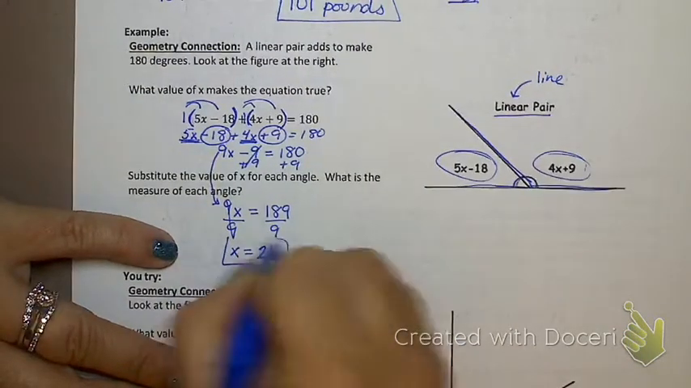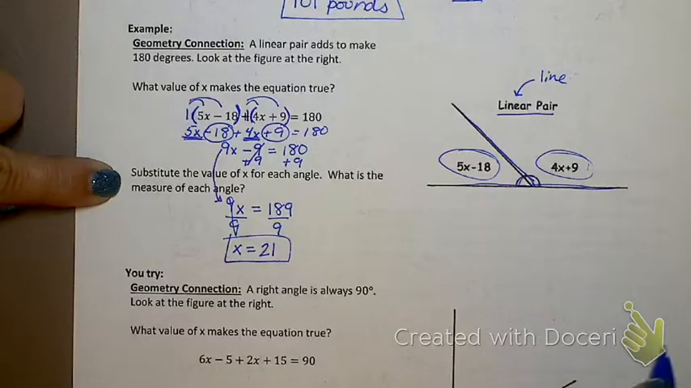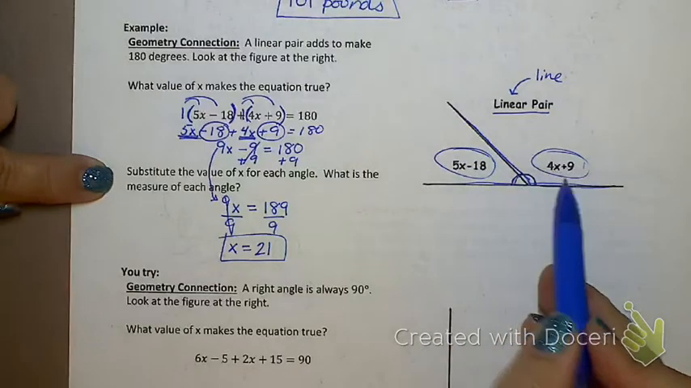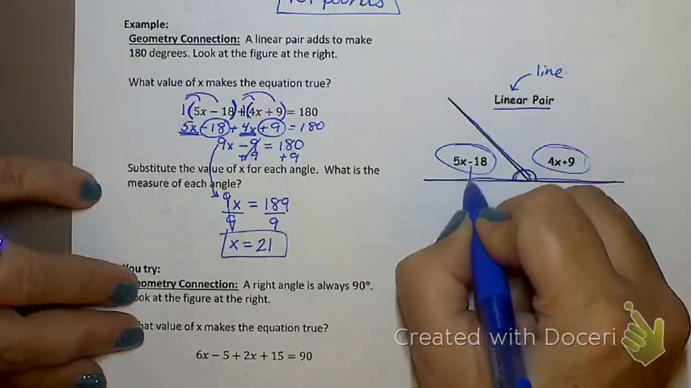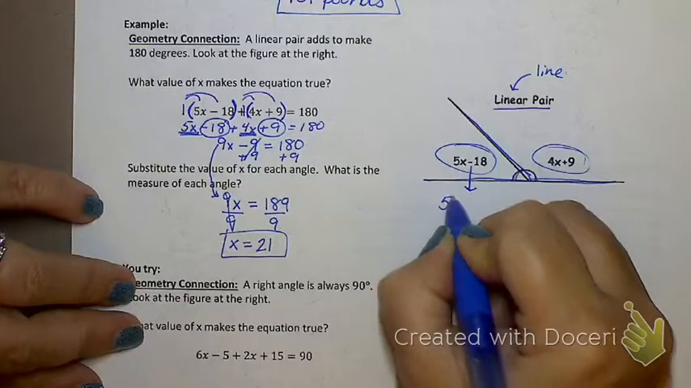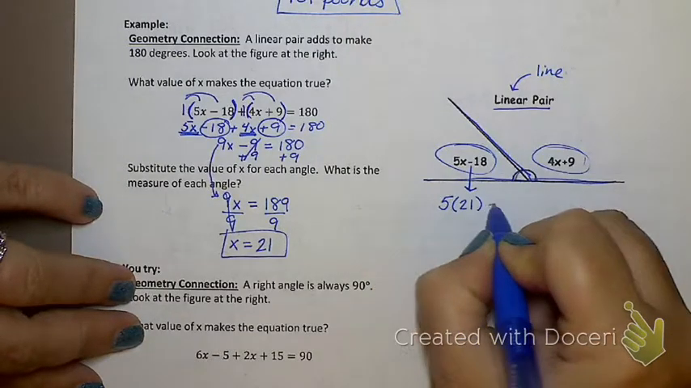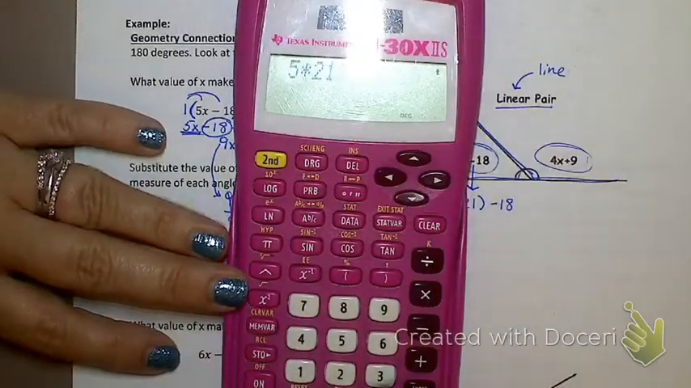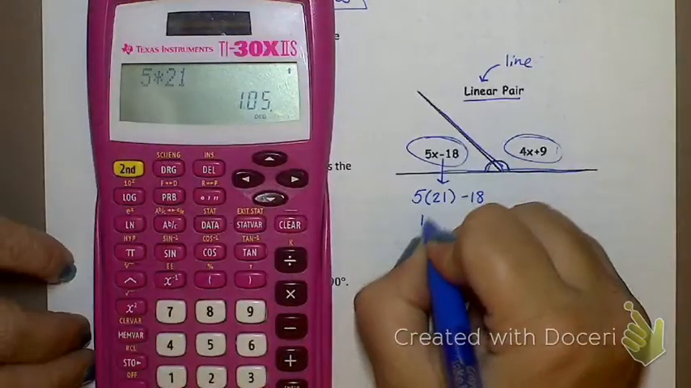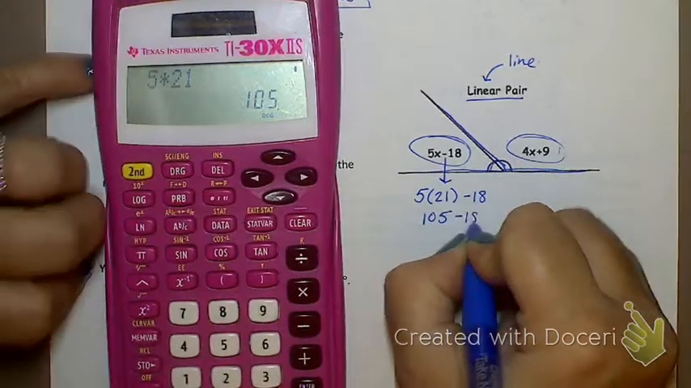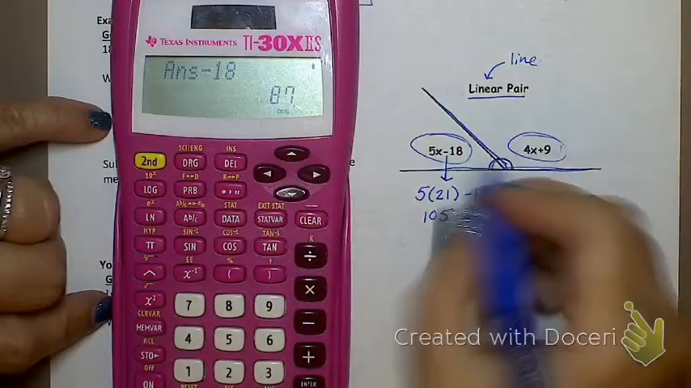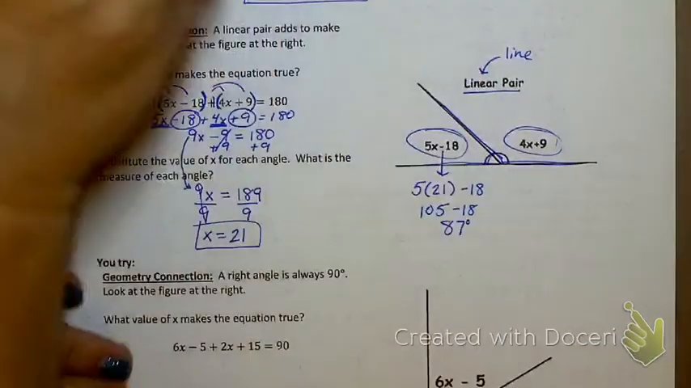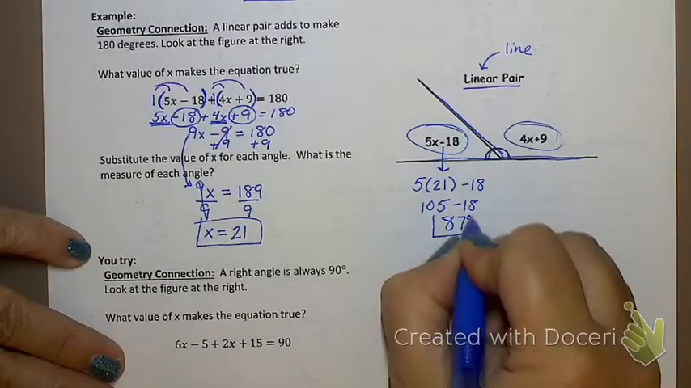So that's the first part. The second part then says what? Substitute the value in to find the measure of each angle. So if I substitute 21 in right here, 5 times 21 minus 18. Well, let's see. 5 times 21 is 105 minus 18 is 87 degrees. We all know to note that is that, correct?